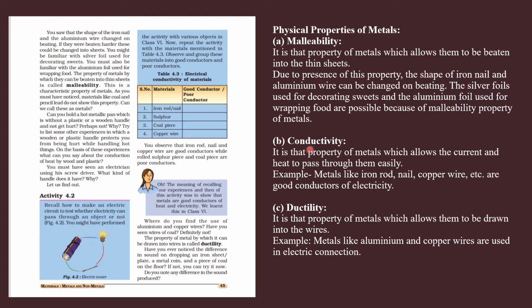So what properties of metals did we learn? Malleability: it can be easily beaten into thin sheets, and we can easily give them shapes. Conductivity means it allows current to flow and pass. Then ductility: the property of metal which allows it to be drawn into wires. Now the next property we will discuss.